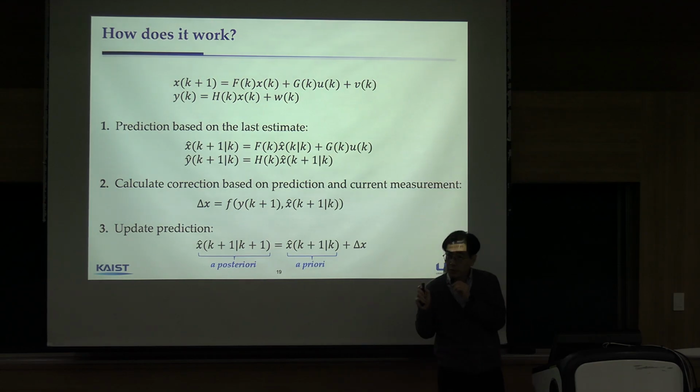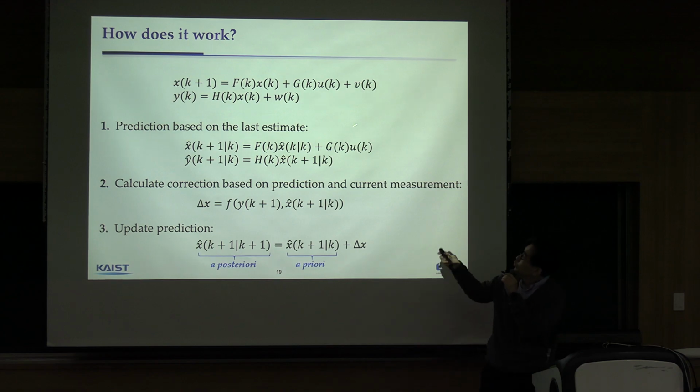And this is very important: you should drop this V and W because they are random noises. We set them to 0 in the prediction part.